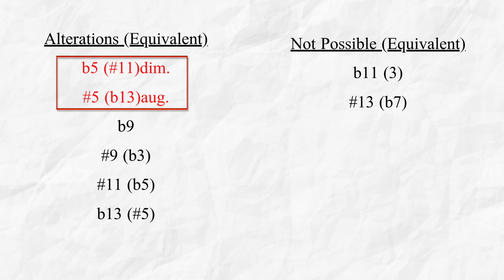So, of course, if we flatten a 5th, we're really building a diminished triad, and if we raise a fifth, we're really building an augmented triad. However, if you want to think of those as alterations, that's perfectly fine. They sometimes present as an alteration. For example, instead of a half diminished chord, we sometimes call it a minor 7 flat 5 chord.